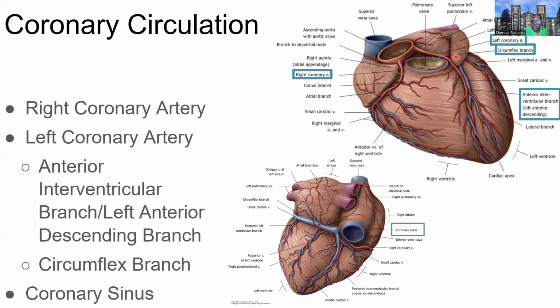And then the second branch from that division is the left circumflex. As the name implies, this left circumflex is going to arch around the left atrium and go towards the left ventricle, supplying the left and posterior parts of the heart. Okay, so here's your left coronary artery, anterior interventricular, also called left anterior descending, and then the left circumflex, which goes towards the left and back of the heart.